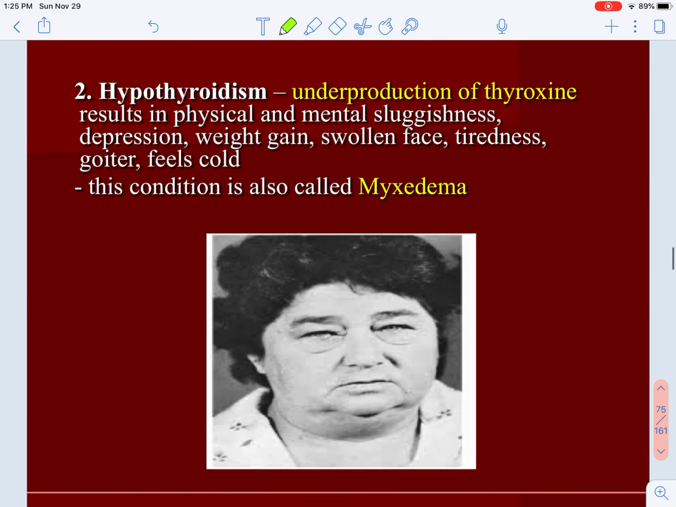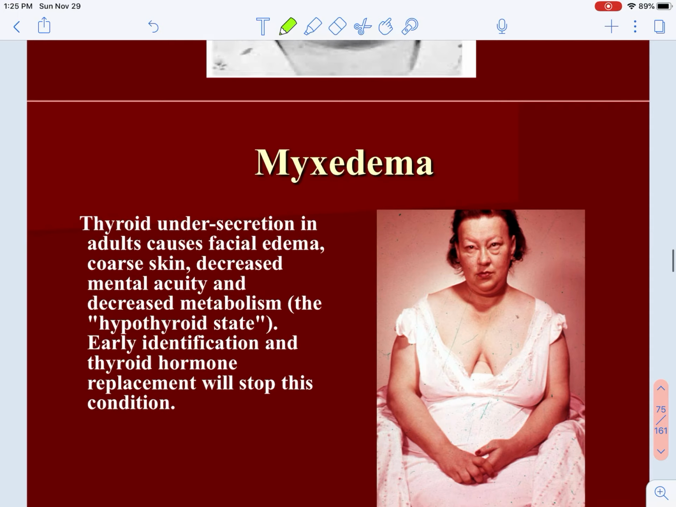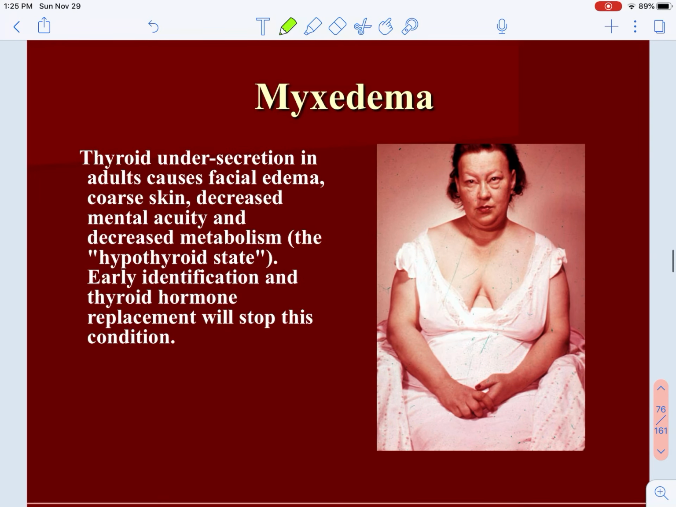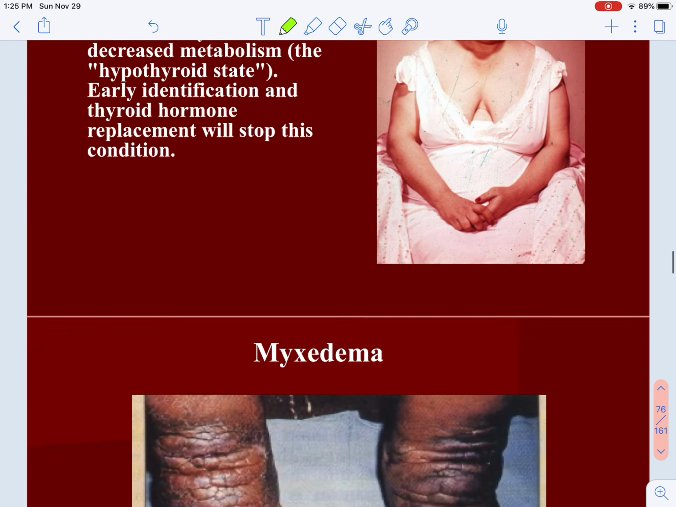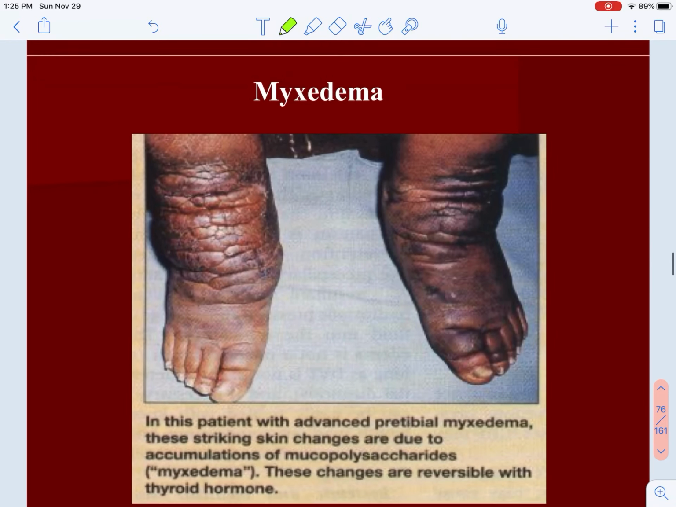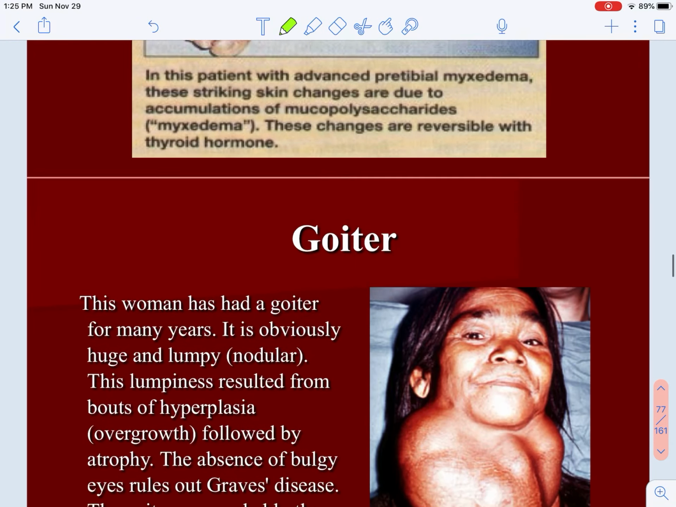Okay, when the thyroid is not functioning, hypothyroidism is when they have mental sluggishness, weight gain, a swollen face, and feeling really cold. Because of that swollen look, this one is called myxedema. And sometimes it can cause a coarse skin effect as well, which is reversible if they are treated.